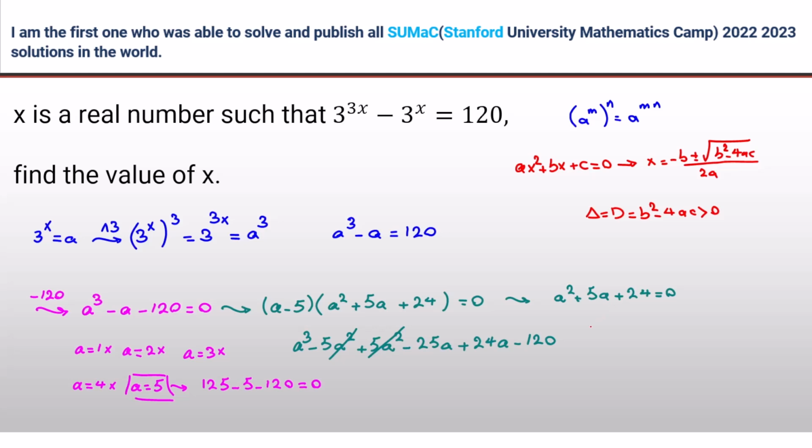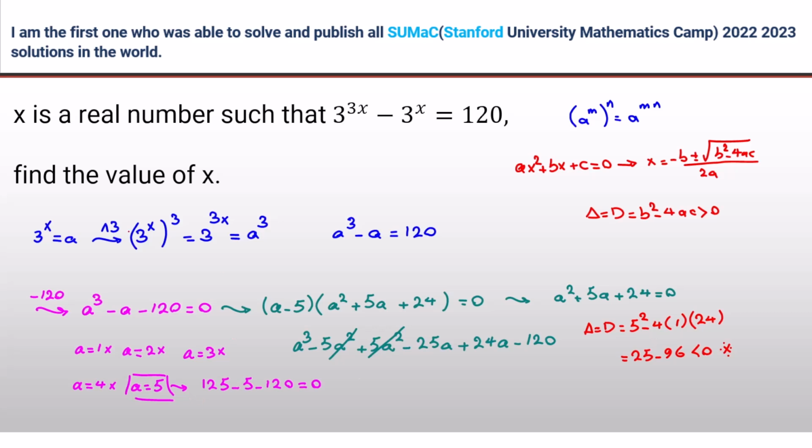Here, if we check this, the discriminant is what? 5 squared minus 4 times the coefficient of a squared, which is 1, times the constant term, which is 24. It will be 25 minus 4 times 24, which is 96, so 25 minus 96 is obviously less than 0. So here we don't have any real answer. So our only solution is a = 5.